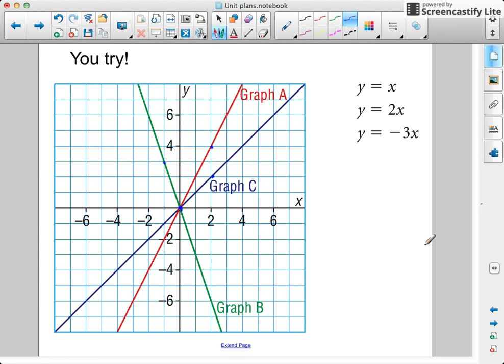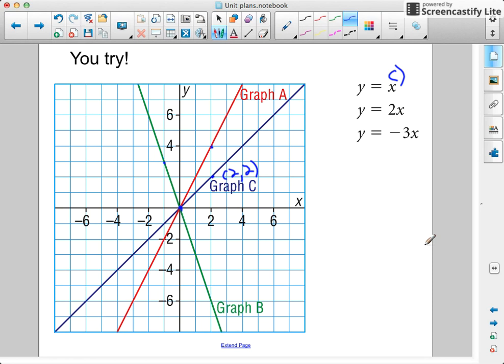Okay, so the first equation is y equals x. So the x and the y value have to be the same thing. Let's just think about this one logically. This point right here is 2, 2. Well, the x does equal the y, and that is not the case for any of the other equations. So this one would be graph C.